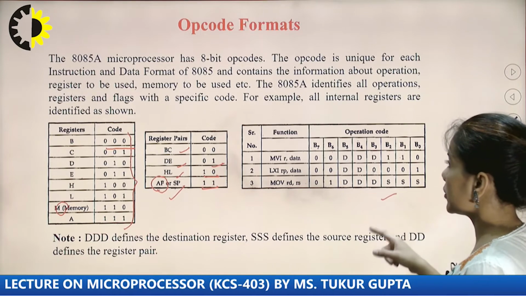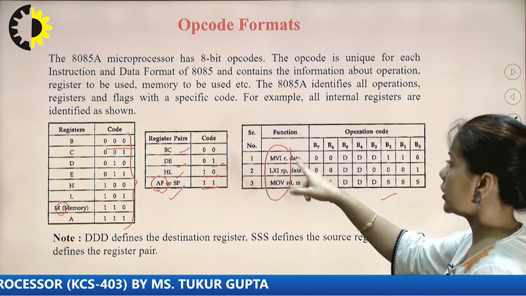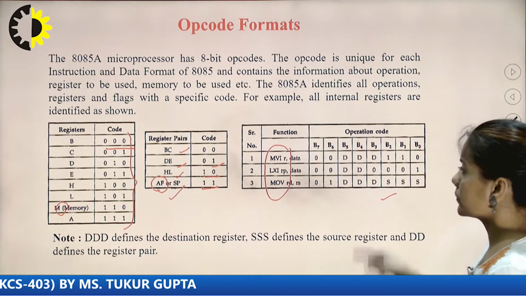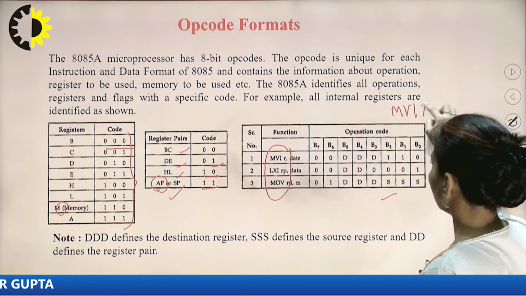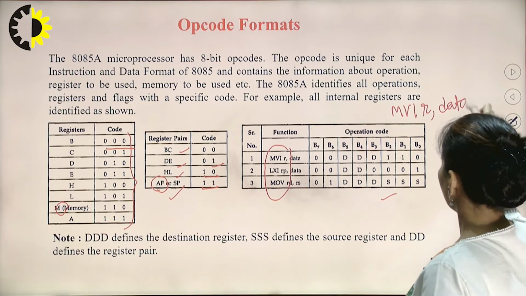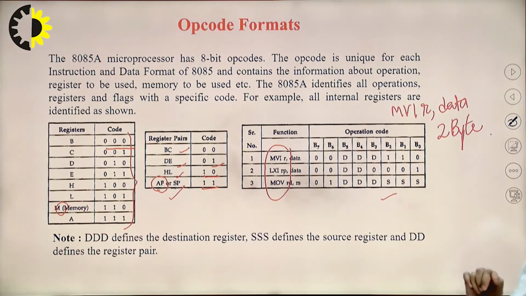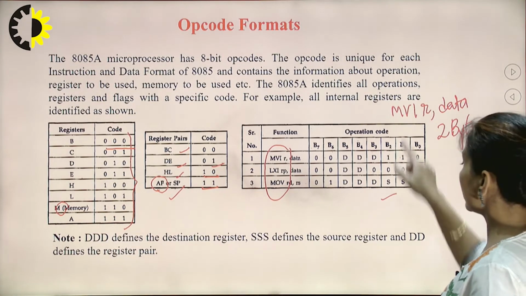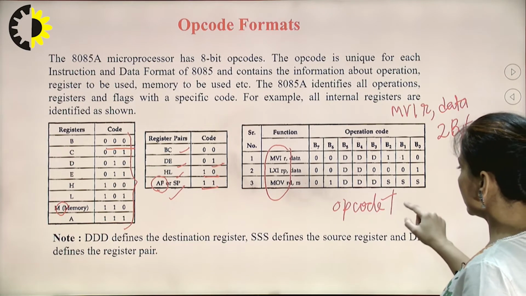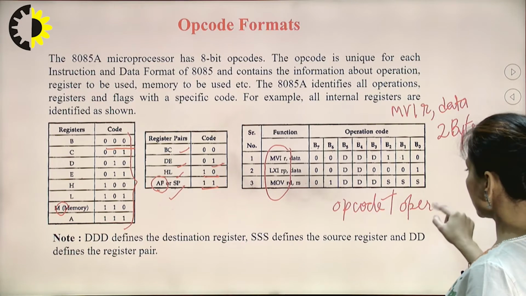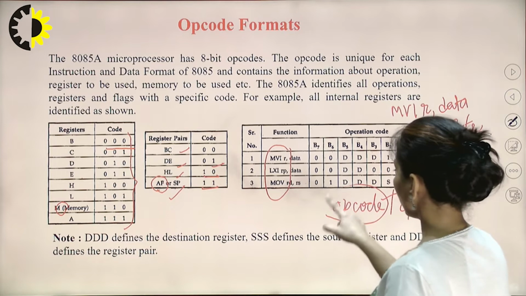Now we talk about the operation code of some general instructions. These are the most general instructions used. MVI R comma data. So what will be the opcode? As we know, MVI R comma data is a 2 byte instruction. I have already discussed that this is a 2 byte instruction. So first byte is the opcode and second byte is the operand. Operand is immediate data. So I am talking about opcode here.